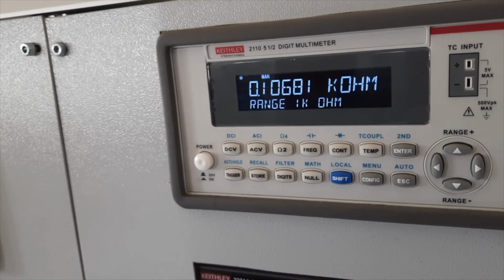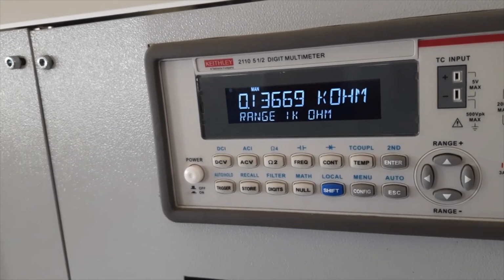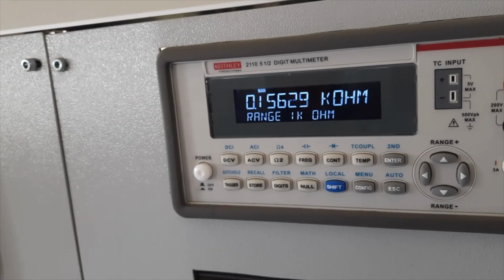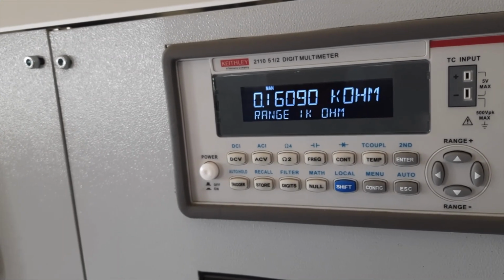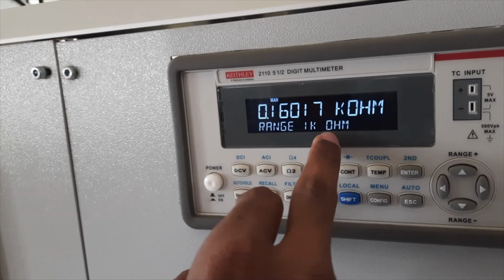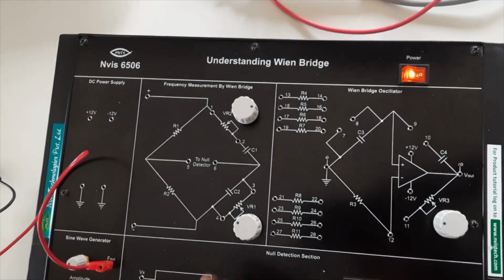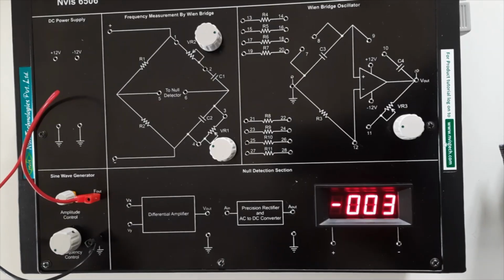Ohms or 0.16 kilo ohms means 160. Okay, so 0.16 kilo ohms means that is 160 ohms. Okay, so with the help of multimeter we are setting that VR2 as 160 ohms.